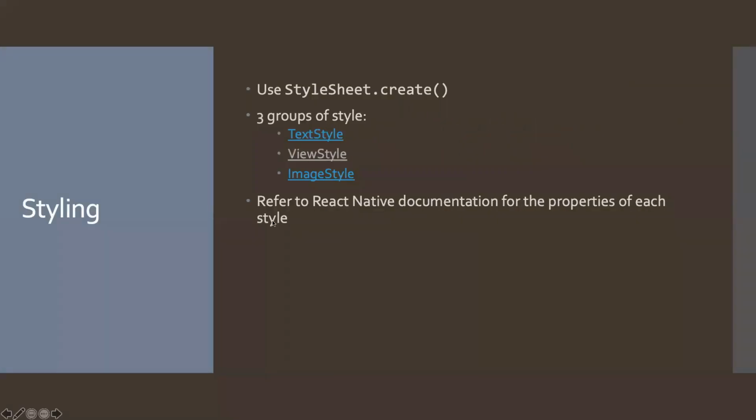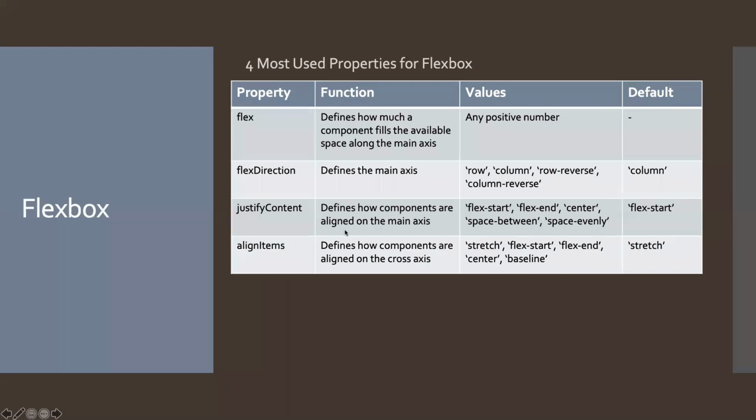Okay, so next is Flexbox. Okay, so this is probably one of the more complicated concepts, because you really have to picture how the Flexbox works. So the reason why we use Flexbox is because we want the app to look the same across all devices. Okay. So the four most used properties for Flexbox are flex, flex direction, justify content, and align items.